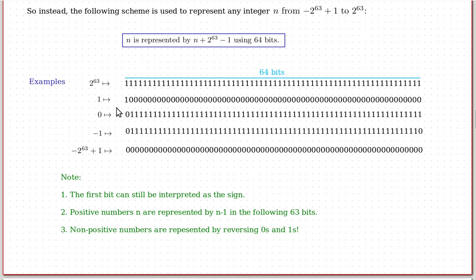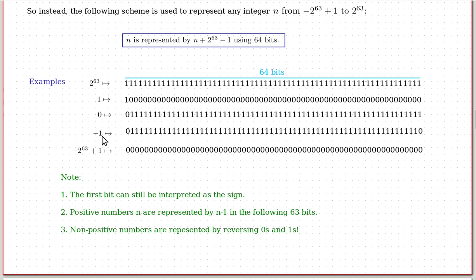How would you represent the number 1? Well, if you take the number 2 to the 63rd minus 1 and add it to 1, you get 2 to the 63rd. The ones cancel. And so that would consist of a 1 in the 64th position, right? That represents 2 to the 63rd here, and all the other numbers would be 0. So this would be the number 1. What does the number 0 look like? Well, the number 0 would just have 0 followed by 63 ones, right? Because n would be 0, so this number would just be represented by 2 to the 63rd minus 1. It would be 63 ones, but the first bit would be a 0.